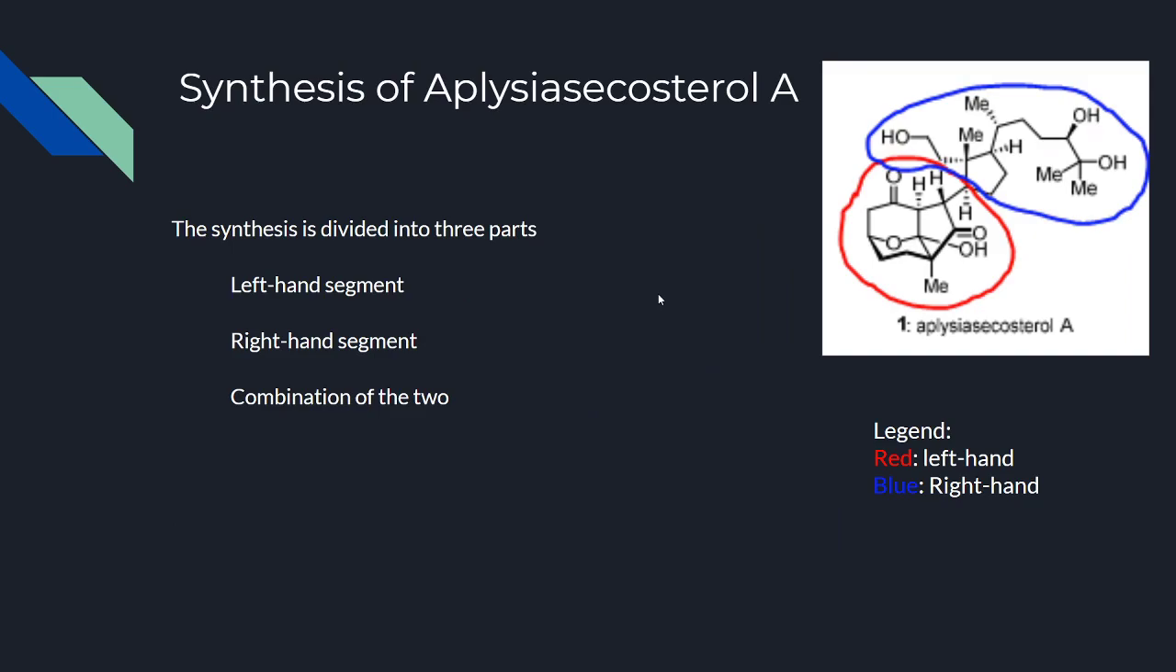Now, the complete synthesis of Aplysiasecosterol A is divided into 3 parts: the left-hand segment, the right-hand segment, and the combination of both segments. The left-hand segment refers to the tricyclic compound that we see here, and the right-hand segment refers to the cyclopentane compound. Since the total reaction for all 3 parts adds up to over 30 reactions, I'll just be talking about a couple of the very interesting steps that we have covered in organic chemistry and a lot of the other mechanisms that we have not seen yet.